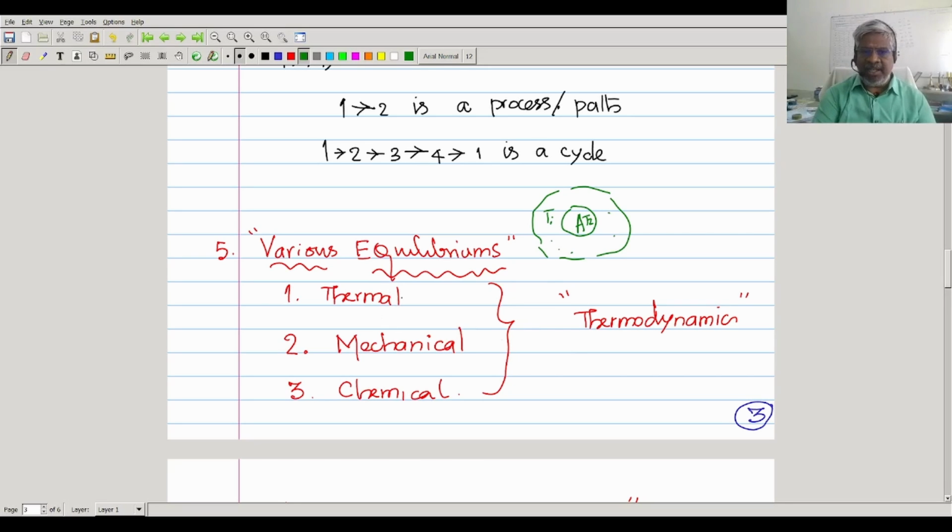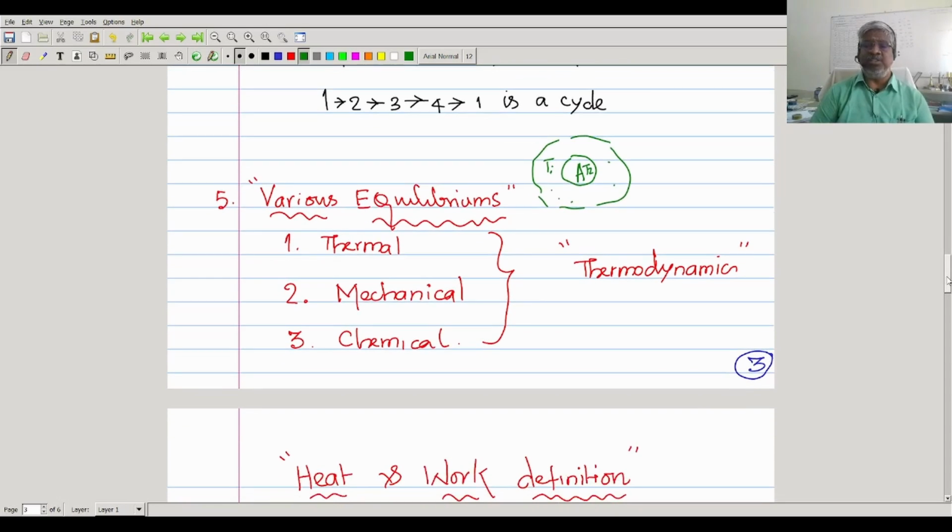If thermal equilibrium is not there, you can experience heat interaction. If mechanical equilibrium is not there, you may experience work interaction. If chemical equilibrium is not there, you may experience both heat interaction and work interaction. Ultimately, I am concentrating on how much heat and work interaction is going to take place between a system and surrounding all the time. Please keep that in your mind because that is the objective of thermodynamics. And these are all the terms that I just want to introduce.